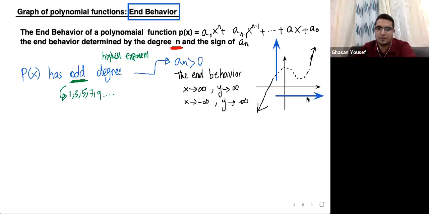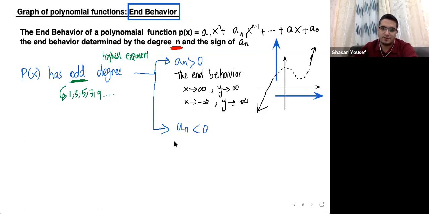When x becomes larger and larger, the y goes up, larger and larger. When x is a negative number, when x goes to minus infinity, on this side, the y goes to minus infinity, down. Now, when a_n is a negative number, the sign of the leading coefficient is negative, when a_n is less than 0.